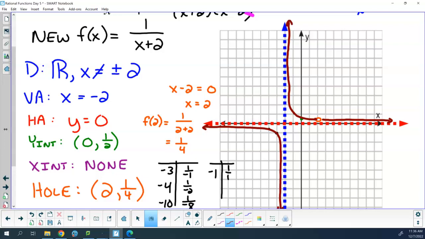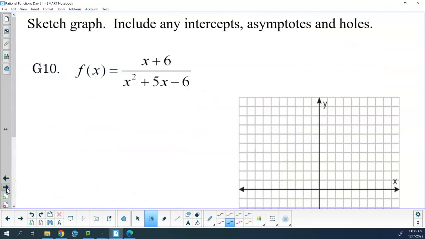Questions, comments, concerns? Yes, ma'am. Is this the last step that we're running for the test? Before the test or before the quiz this week? This week, this is the last step. Tomorrow will just be a graphing day. All right? Go for it. Try that one on your own.